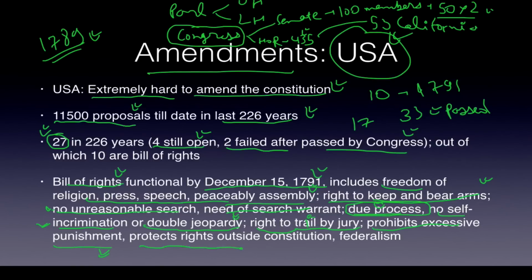And it even protects rights outside the constitution. This is the 9th amendment, and this is federalism. Federalism means that only those powers can be enjoyed by the federal government which are given to it by the states and the people. It is unlike in India. India is a union of states. There it is not. Their states have made a contract. It is one of the most perfect federalisms in the world, the United States of America.